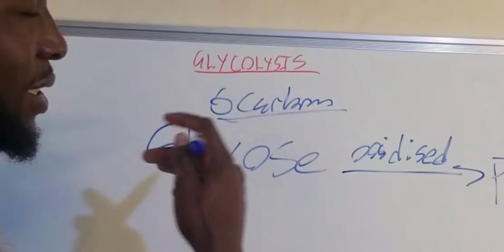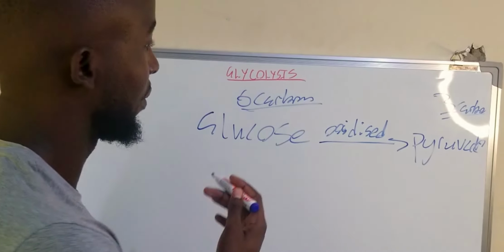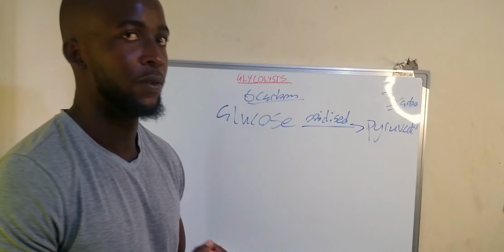which even makes much more sense for the name glycolysis, where the lysis part just means splitting up. So we're just trying to split up a 6-carbon molecule into a 3-carbon molecule for energy.